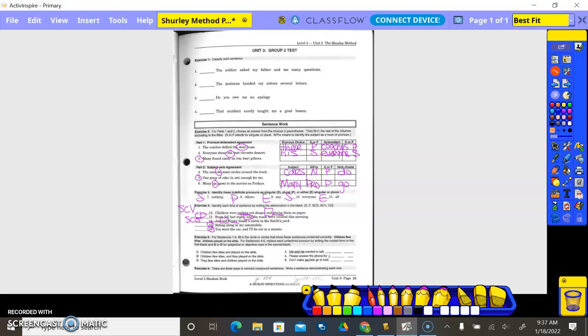For sentences 1 through 3, fill in the circle or circles that show these sentences combined correctly. Children flew kites. Children played on the slide. For sentences 4 through 6, replace each underlined pronoun by writing the correct form in the first line as a subject or as S or O for subjective or objective. Okay, children, so which ones? 1 through 3, which ones can combine those sentences? 1 and 2. Why would number 3 not work? Right, until later, right? And so you want to identify that first.